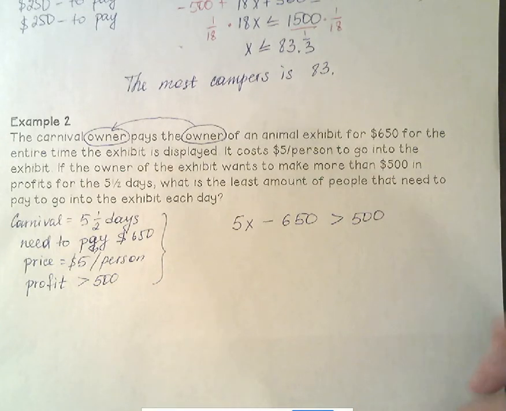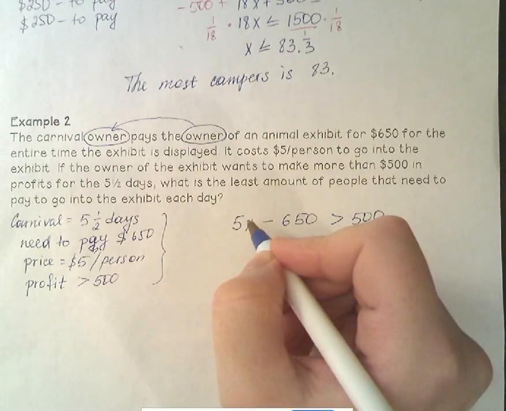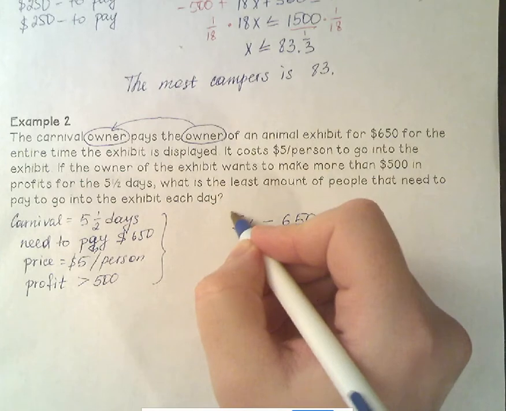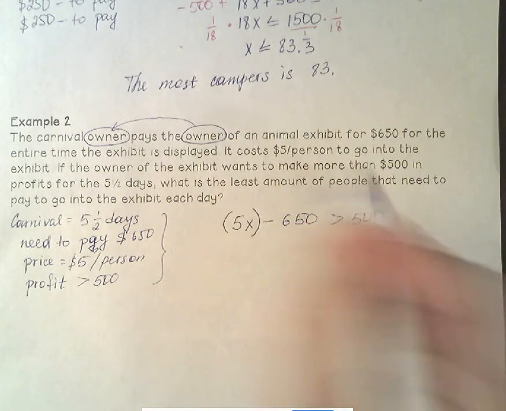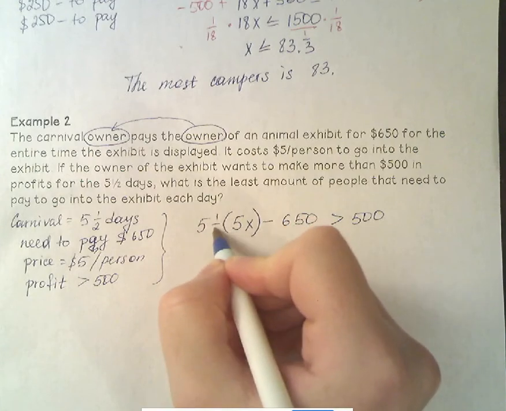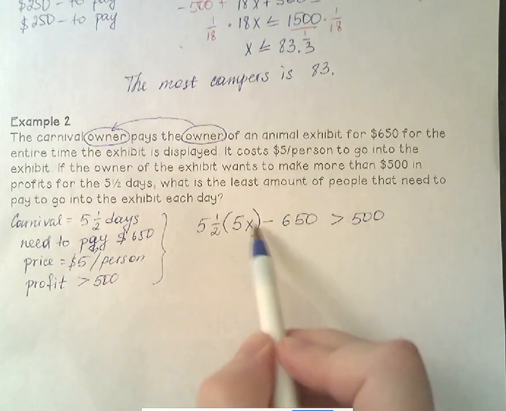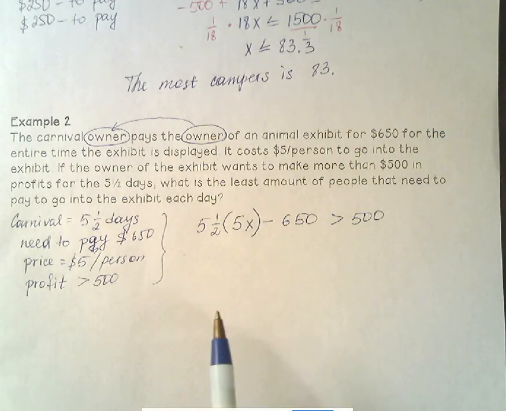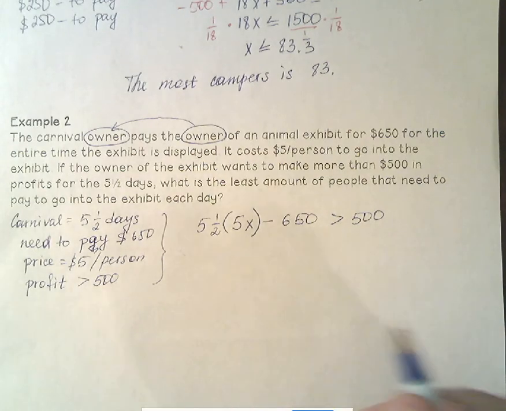Okay. However, we have 5.5 days. This is not each day, right? We have 5.5 days. So we will take 5x and we would multiply it by 5.5. And from that amount of money that we'll make, we will take away 650. Okay? All right. So we have our inequality set up. Now we just need to solve it.